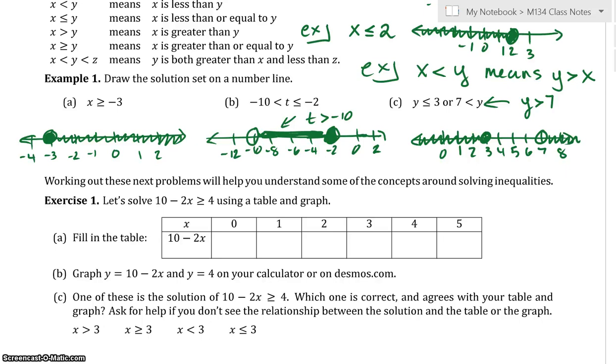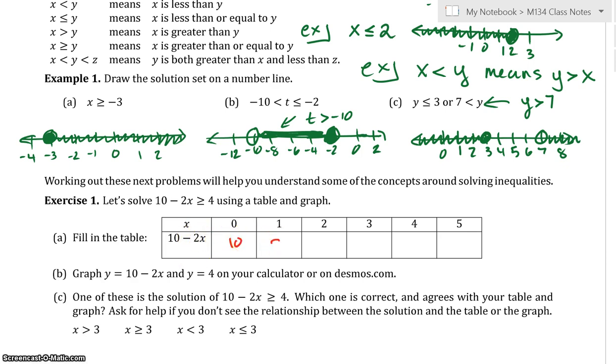So let's look at exercise 1. Exercise 1 talks about solving inequalities. Very similar to solving equations, but there is a difference. So let's fill out this table. They just looked at the left side of the inequality here, the 10 minus 2x, and let's plug in a 0. So that would be 10.